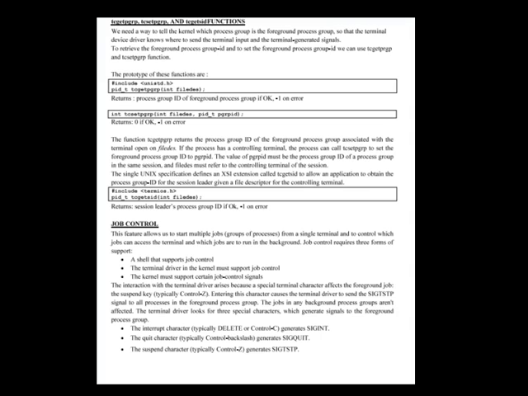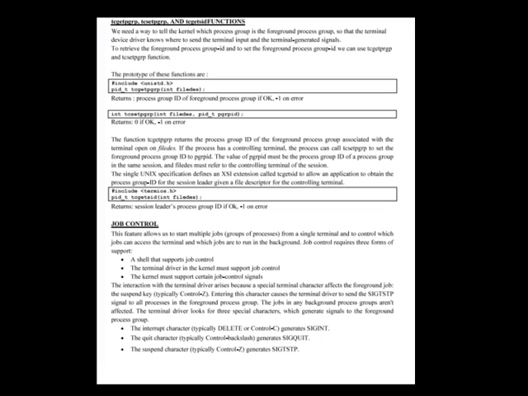The Single UNIX Specification defines an XSI extension called tcgetsid to allow an application to obtain the process group ID for the session leader given a file descriptor for the controlling terminal. See the syntax here. Returns the session leader's process group ID if OK, -1 on error.